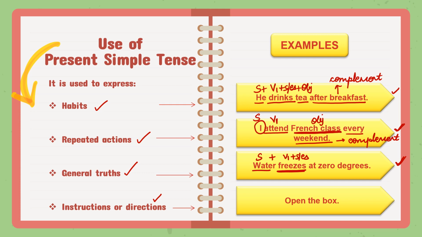So in the sentence, object is absent. It is possible to have a sentence without object. And again, at 0 degrees is our complement. Water freezes at 0 degrees. This is an example of universal fact.